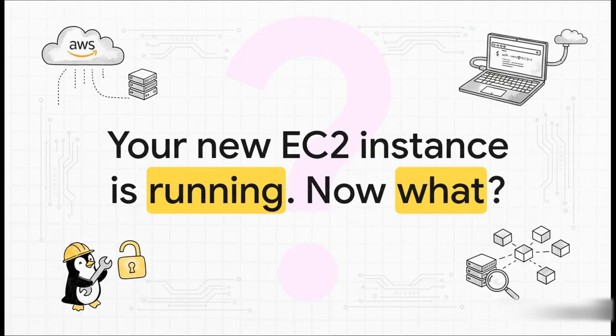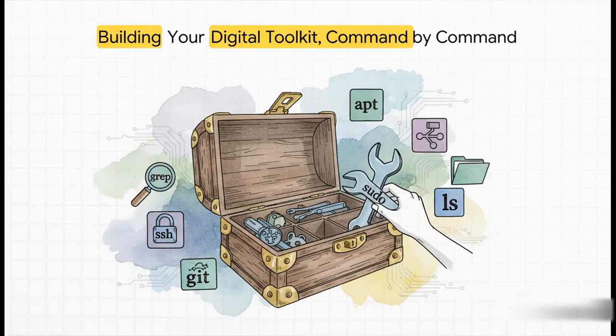So you've gone through the AWS console, you clicked Launch, and there it is, your brand new EC2 instance, status: running. That's an awesome first step, but let's be real. The big question is, now what? How do you actually get in there, take control, and make it do something useful? And that's where we come in.